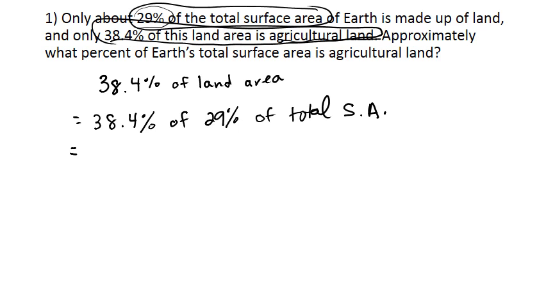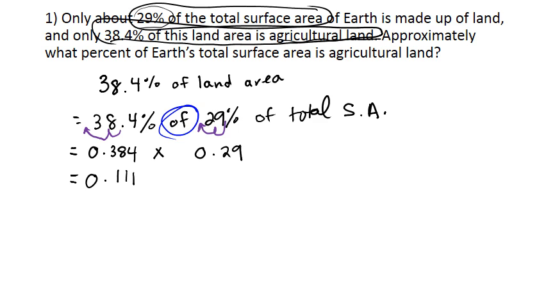So I'm going to convert both these percentages to decimals by moving my decimal over 2 spots or dividing by 100. So what I would get is 0.384 and then 0.29. The word of in math represents multiplication. So whenever you see of, it usually can be replaced with a multiplication symbol. So in this case, it'd be 0.384 times 0.29. And when you multiply that, you'll get 0.11136.